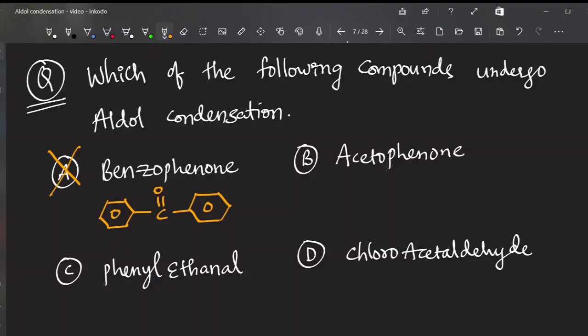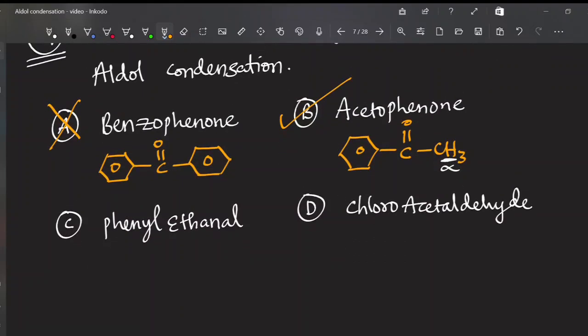Whereas acetophenone, you know the structure of acetophenone. Acetophenone is this. And now if I'm not wrong, these are the alpha hydrogens. So we have alpha hydrogen, so obviously this will show aldol condensation. And the phenyl ethanol, what is the phenyl ethanol structure, please? Yes, this is phenyl ethanol. And again these are the alpha hydrogens. We have alpha hydrogen, this one also will show aldol condensation.